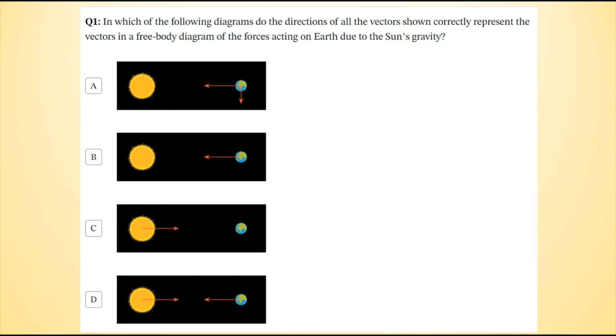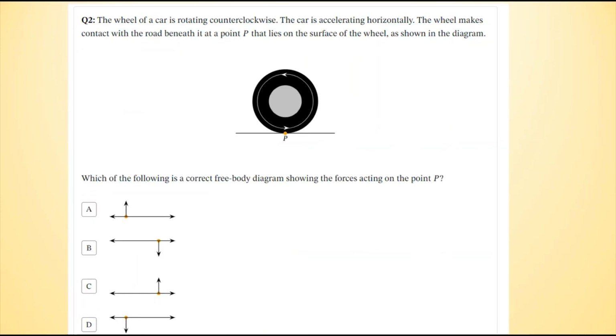In which of the following diagrams do the directions of all the vectors shown correctly represent a free body diagram of the forces acting on Earth due to the sun's gravity? I'll give you 3 seconds to think of your answer. The correct answer is letter B. Very good. Question number 2.